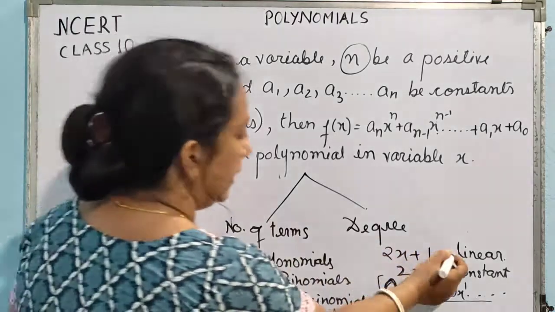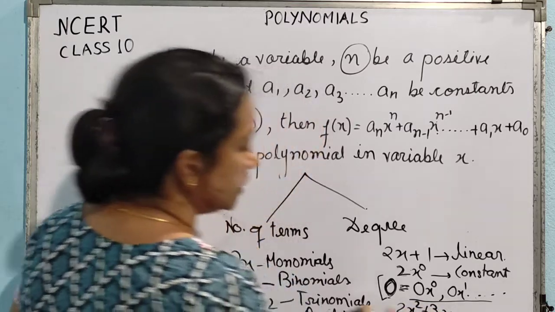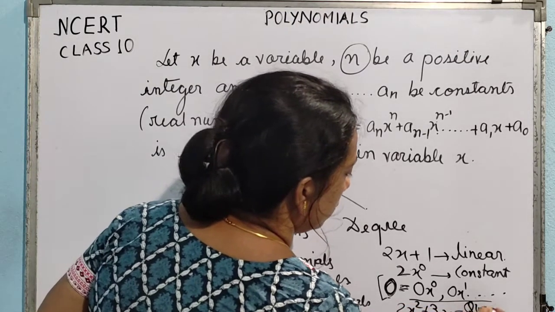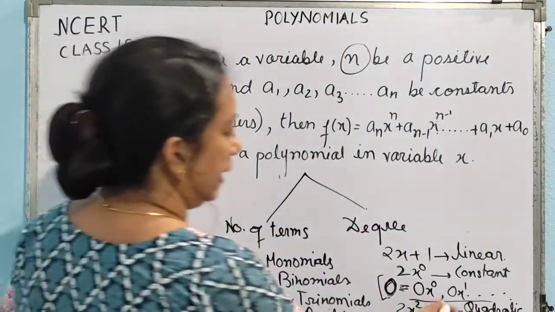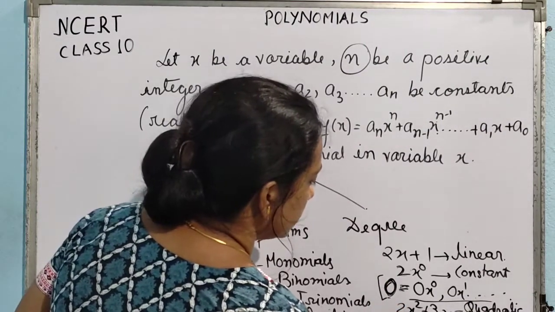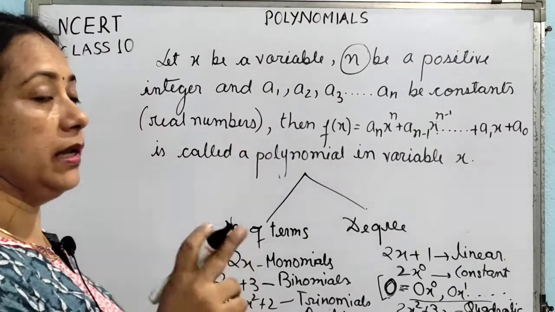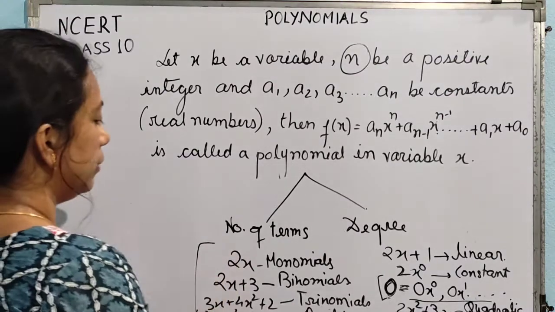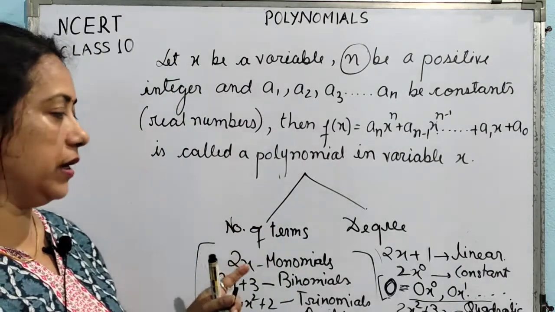Okay, now linear, constant, 0, and then we have, suppose, 2x square plus 3x. Here what is the degree of the polynomial? The degree is 2. So this is called a quadratic polynomial. In this chapter we will mainly be dealing with quadratic polynomials. Suppose it is 2x cube plus 3x square plus 2, these are called cubic polynomials, and if the degree is 4, these are called biquadratic polynomials. So according to the number of terms and according to the degree, we can classify polynomials into different types.